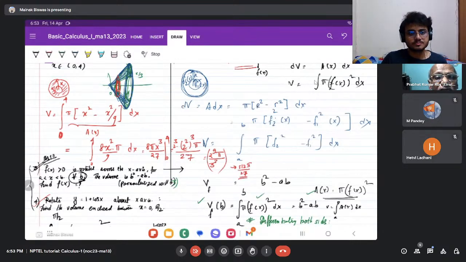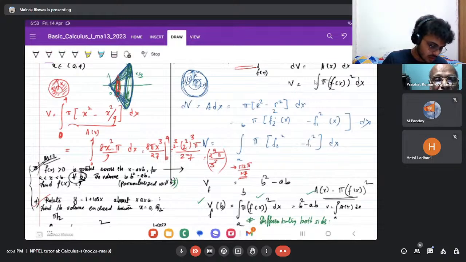Okay, I hope the calculation is alright. Yes, I think it's alright. x cubed, so 4 is x to the power 6, x to the power 6 into x to the power 3 is x to the power 9, and divided by 3 into 9 is 27. So this is what you have when you have two different lines, or two different functions, and you're told to find the volume in between them. This is a simple example.